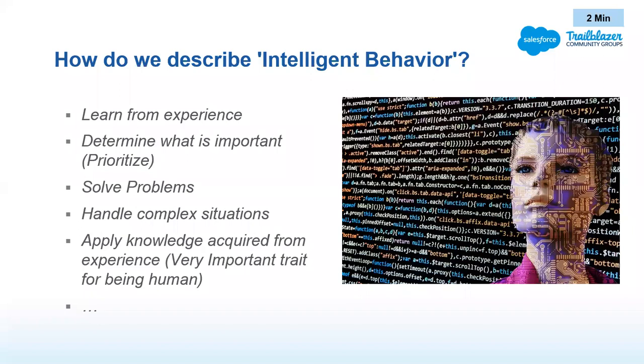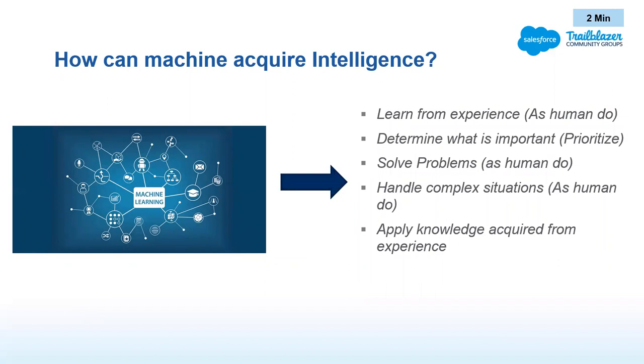We are able to solve problems. We are able to handle complex situations. That's basically being human. And we are very good at applying the knowledge we have acquired over a period of time. When a child is born, at that point of time, they do not have any knowledge. But over a period of time, when they get a bit mature, they try to apply the knowledge based on their experience.